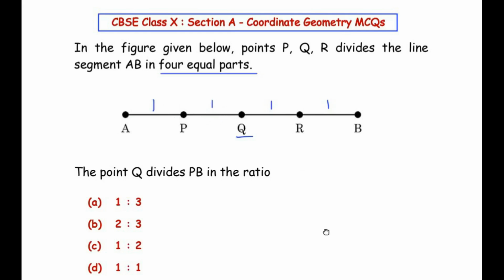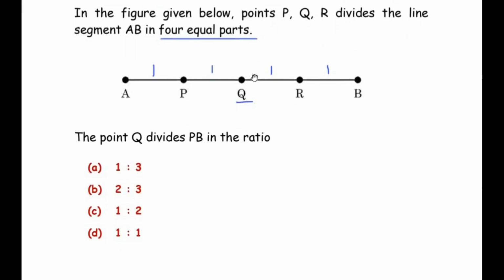Now once we got this, it has also been given that we have to see what is the ratio we get when the point Q is going to divide the line segment PB. So the point Q divides the line PB as PQ is to QB. So here we can see that the part PQ has one part and the line segment QB has 1 plus 1, that is 2. So the point Q divides the line segment PB in the ratio 1 is to 2. So here our answer is going to be option C, that is 1 is to 2. Now let us move on to the next question.